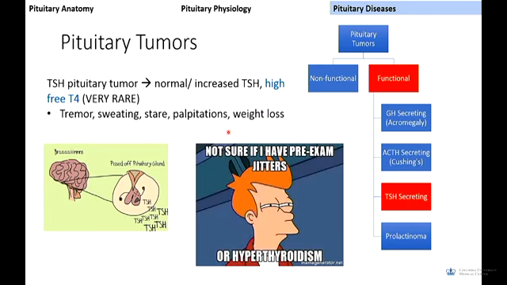Thyroid secreting hormone tumors are very rare. So you have hyperthyroidism symptoms, so that's like tremor, sweating, stare, palpitations, weight loss, some symptoms you might have on Thursday, or we'll just be excited for summer and won't have any of them.